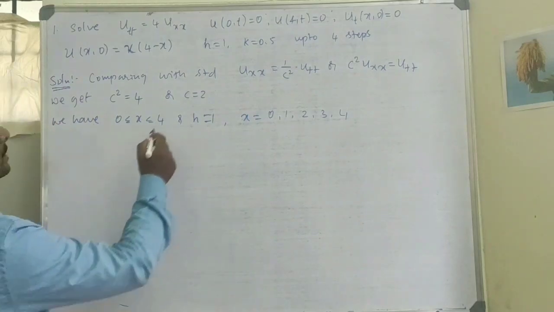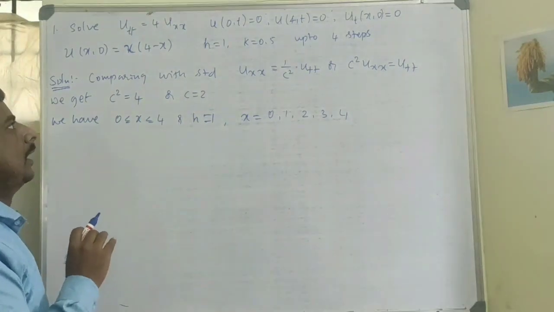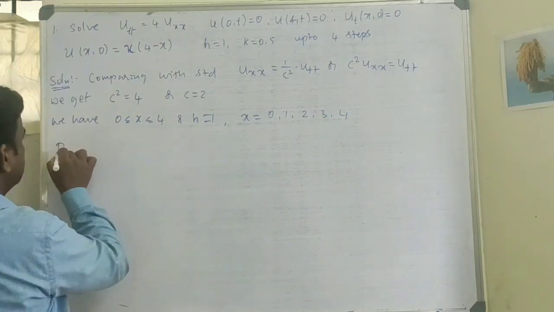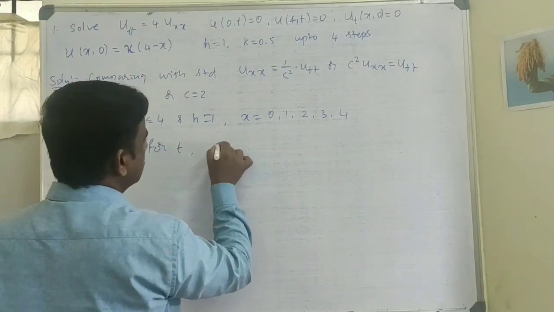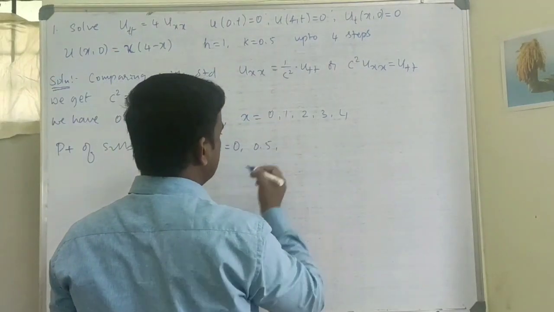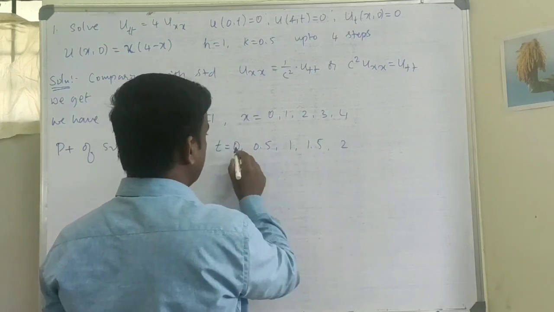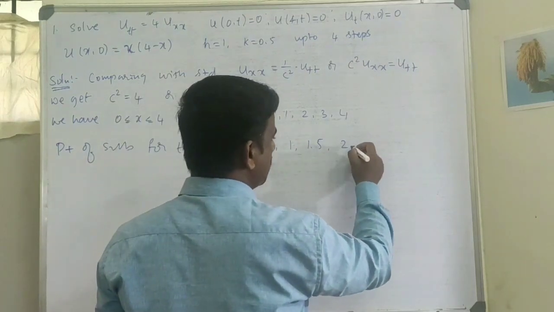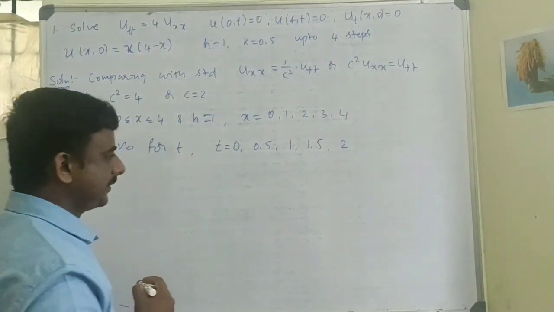And similarly, k equal to 0.5 is the only information we have. Obviously I have to start with 0. So the points of subdivision for t: t equal to 0, then with step size 0.5, 1, 1.5, 2. That is 0, 0.5, 1, 1.5, 2, so here also I got 5 points, and I have to stop at 5. Now, I have to construct the basic information table.